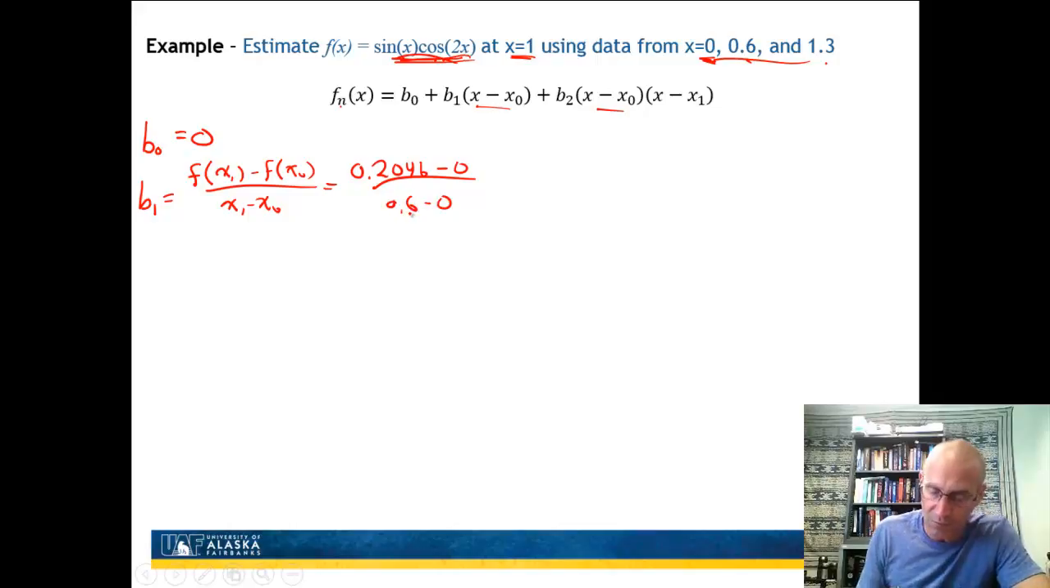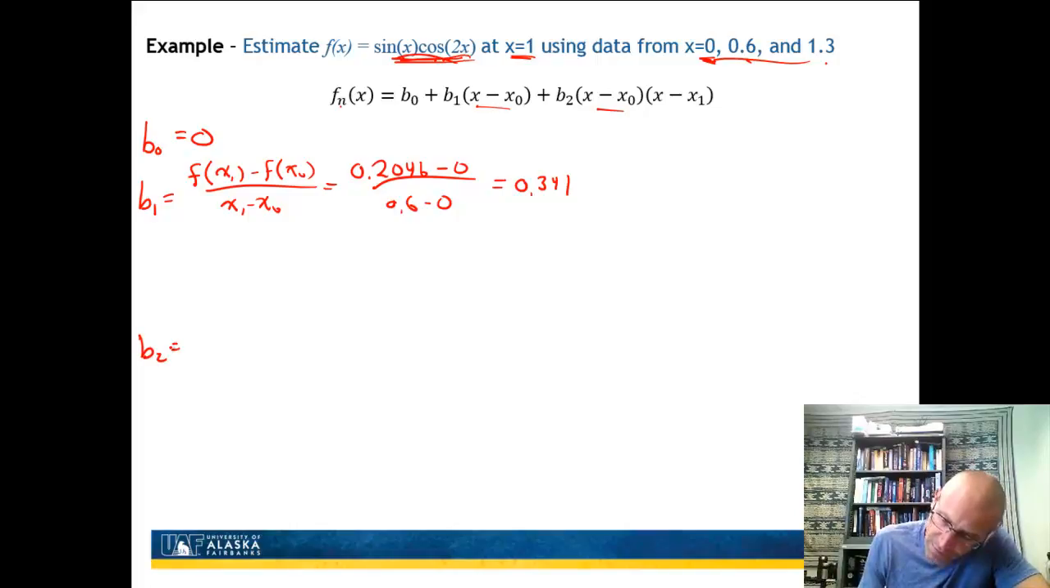So I evaluated the function at 0.6 and 0. That becomes 0.341. So there's my value of b1. And now we're going to go ahead and find our value of b2.